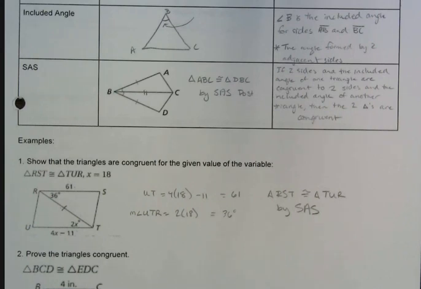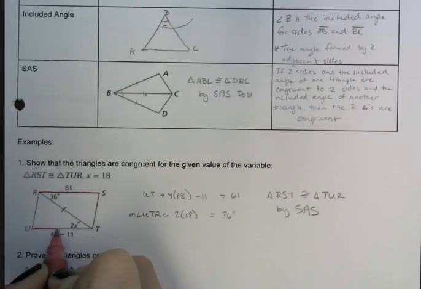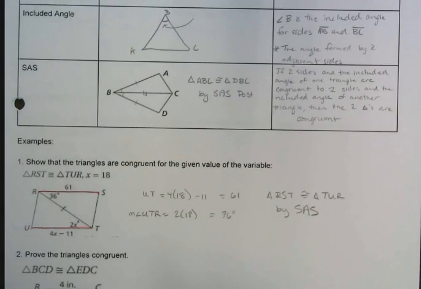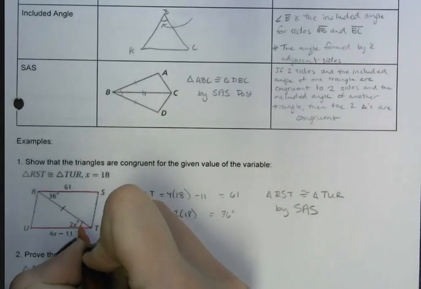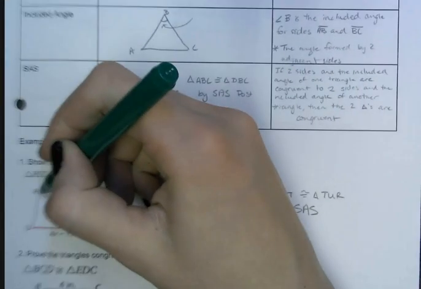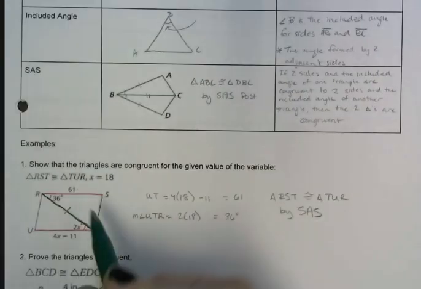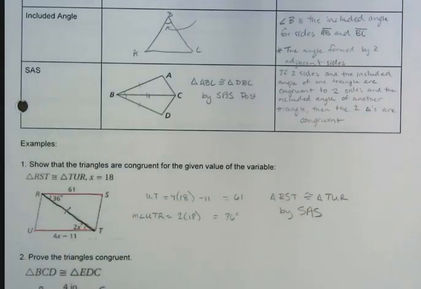So for example, this side corresponds to this side, and we showed they're both 61. This angle corresponds to this angle because we showed they're both 36. And then my last side corresponded to itself, so side, angle, side, and that's where we can see that show up.